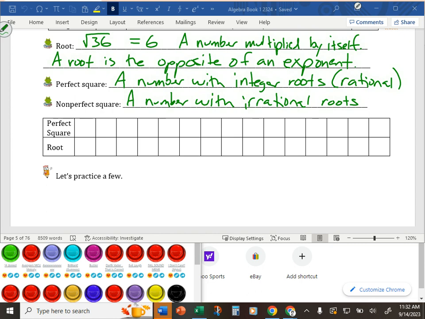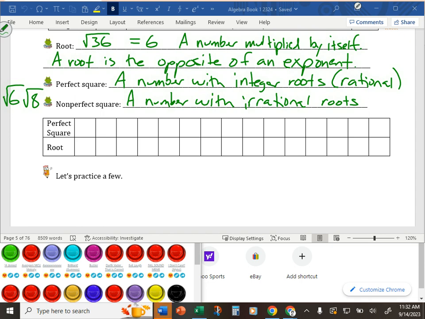Give me an example of a non-perfect square. If you have to flip back to the previous page, there are several. Yeah. Root of 8 is a non-perfect square, right? No integer times itself is going to equal 8. Another example, root of 6. No integer times itself is going to equal 6. 12, 21, right? There are a lot of them, okay?